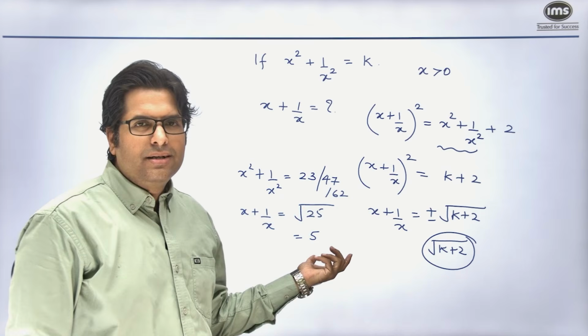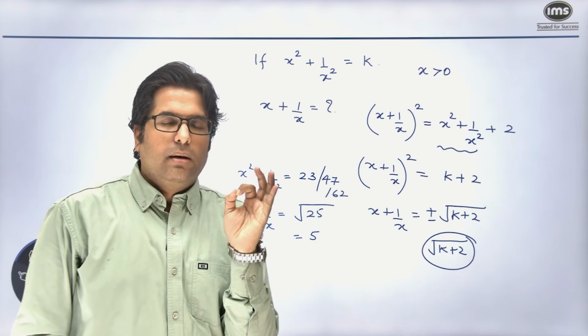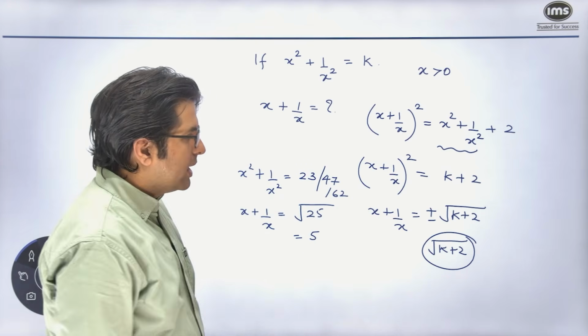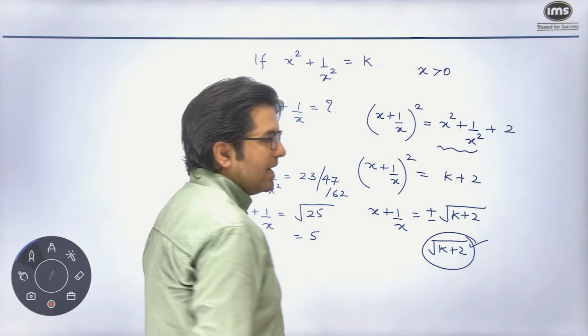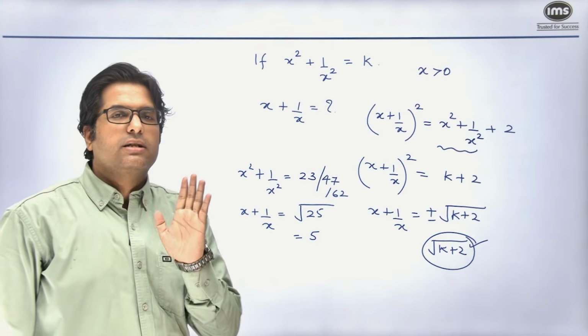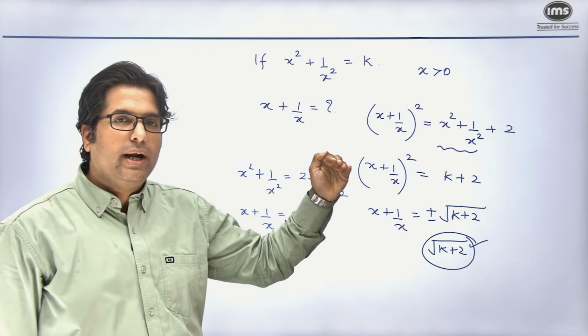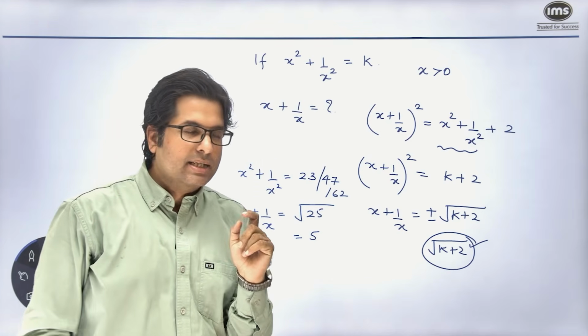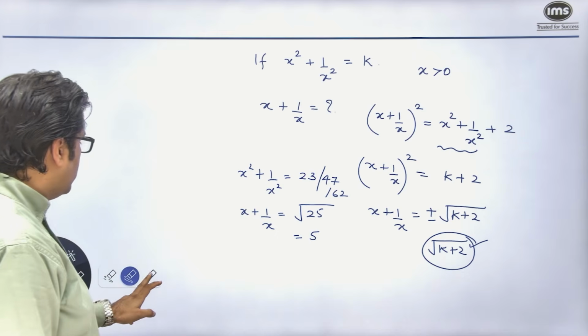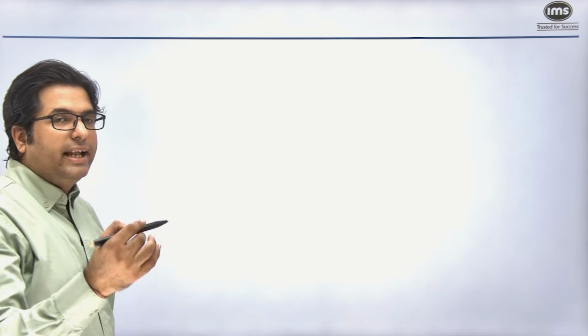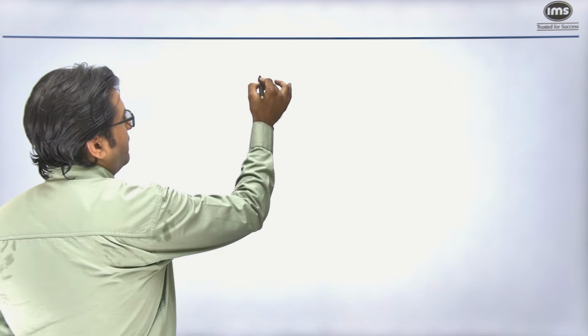You might get a surd as well, which is okay. The essential thing for you to remember is that you need to add 2 and take the under root. If this part is clear to you, the way we have understood this transformation from square to x plus 1 by x, I'll quickly summarize all this for you in the 3 relationships we have, and then we'll take up practice questions from CAT previous year's papers.